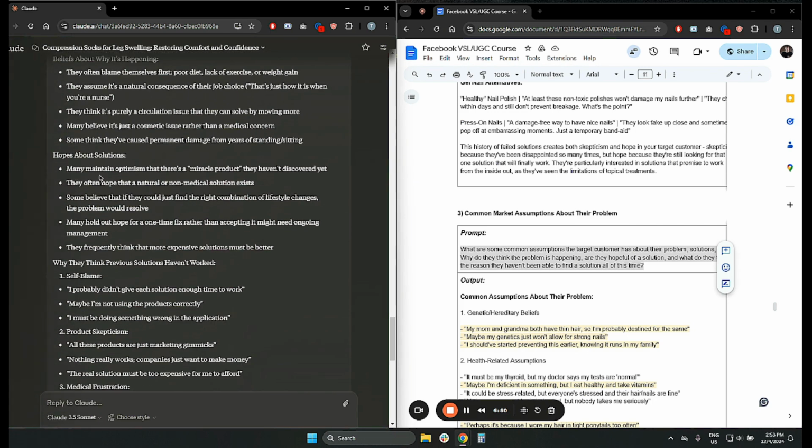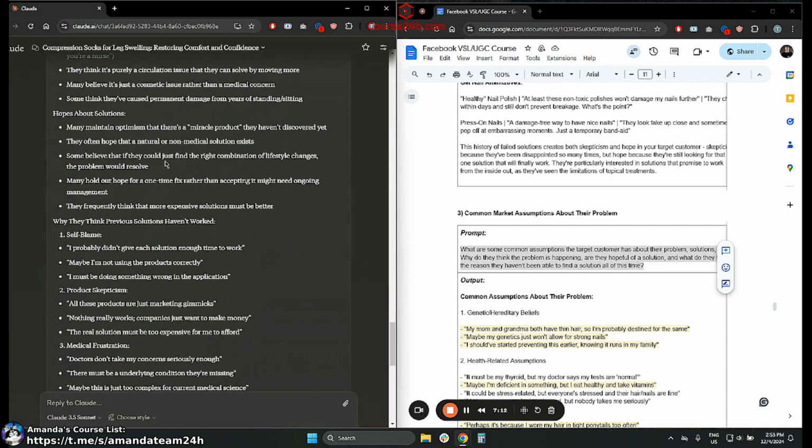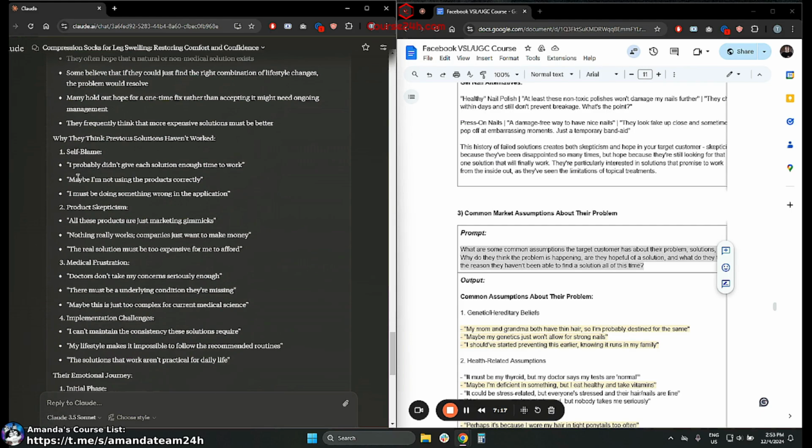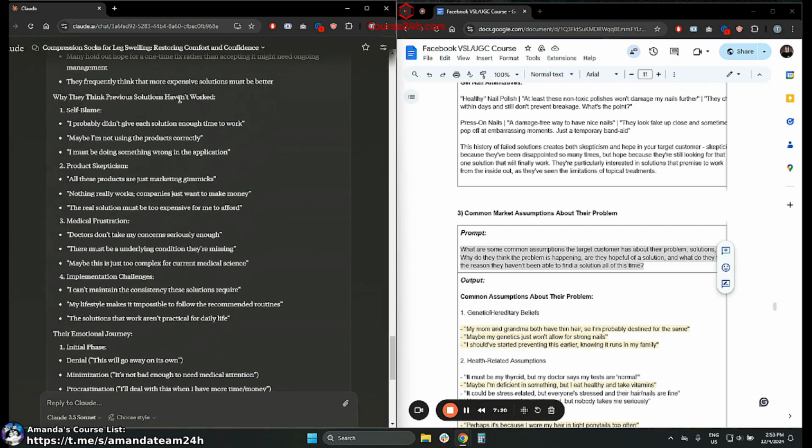So here are some hopes. Many maintain optimism that there's a miracle product that they haven't discovered yet, and this is something you can take advantage of. They often hope that a natural or non-medical solution exists. So also, if your product is natural or it's not like medical, then you can emphasize on that point. Some believe that if they could just find the right combination of lifestyle changes, the problem would resolve, and so on.